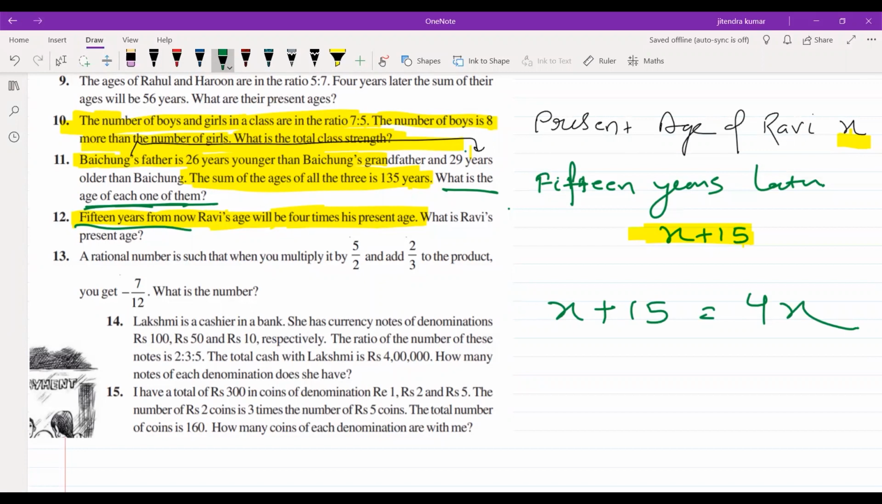So it is just a linear equation. You have to solve this equation and find x. 3x is equal to 15, so x is equal to 5. Ravi's present age is 5 years. Okay, so we are getting x equal to 5 years, and that is his present age that we had to find here. So we have completed up to question number 12.